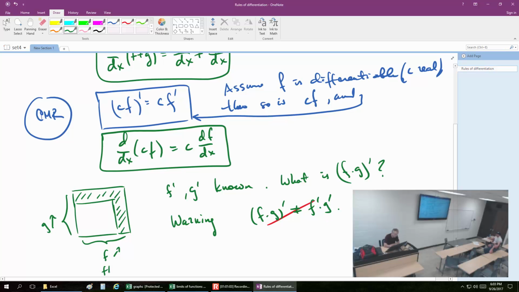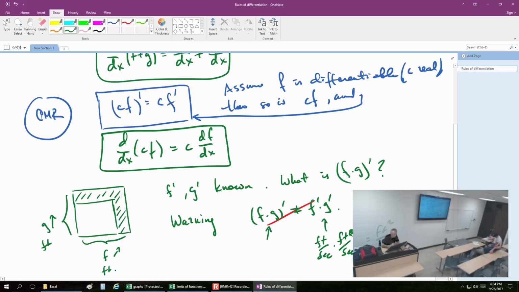Suppose this is measured in feet, and this is measured in feet. What are the units on the right? Feet, f prime, what are the units of f prime? Feet? No, f is feet. F prime? Feet squared? No. It's the velocity. Feet per second. Same with g, also feet per second. So altogether it's feet squared per second squared.